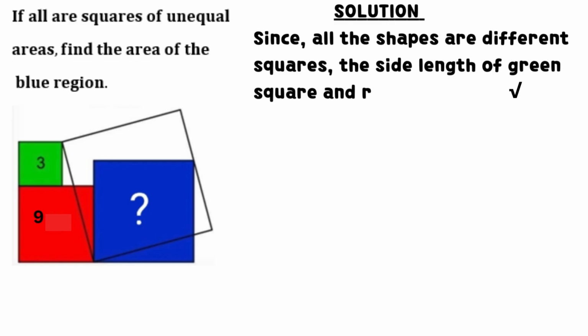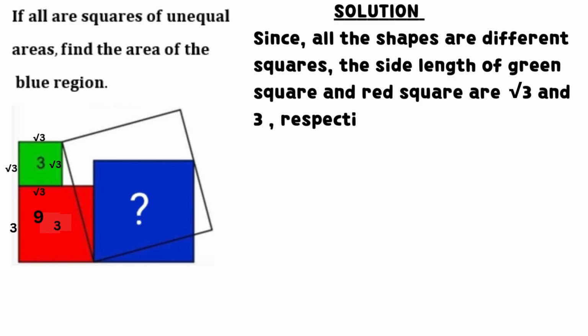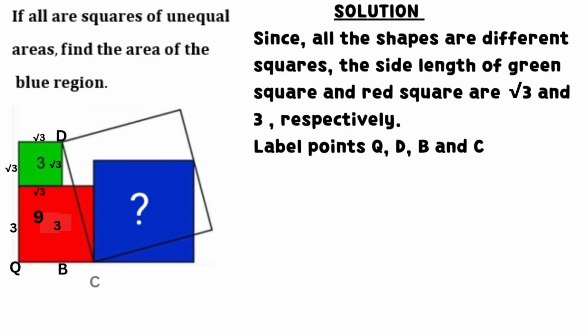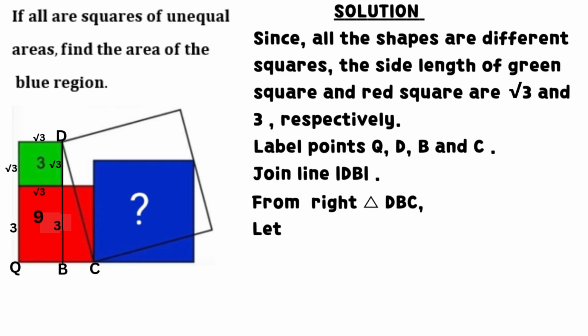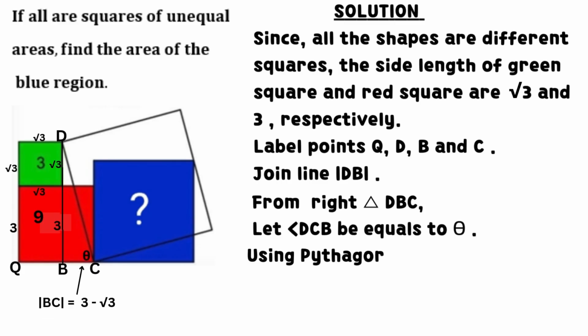Since all the shapes are different squares, the side length of green square and red square are square root of 3 and 3, respectively. Label points Q, D, B, and C. Join line D, B. From right triangle DBC, let angle DCB equal theta.